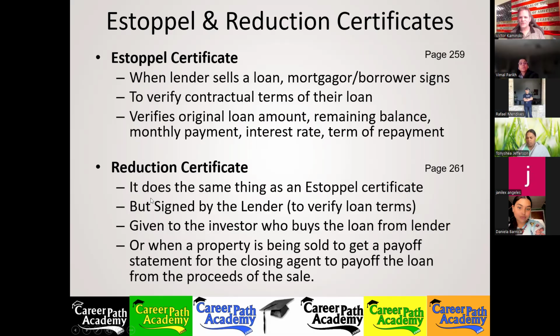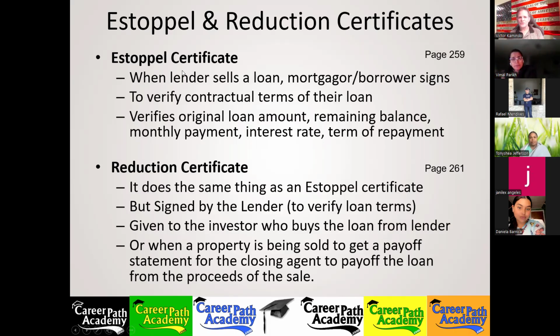That's often referred to as a reduction certificate as well. So it does the same thing as an estoppel certificate, but it's signed by the lender who verifies the loan terms. It's given to an investor who buys the loan from a lender, or when a property is being sold to get a payoff statement from the closing agent to pay off the loan from the proceeds of the sale. Basically, estoppel certificates and reduction certificates verify the terms between lender and investors.